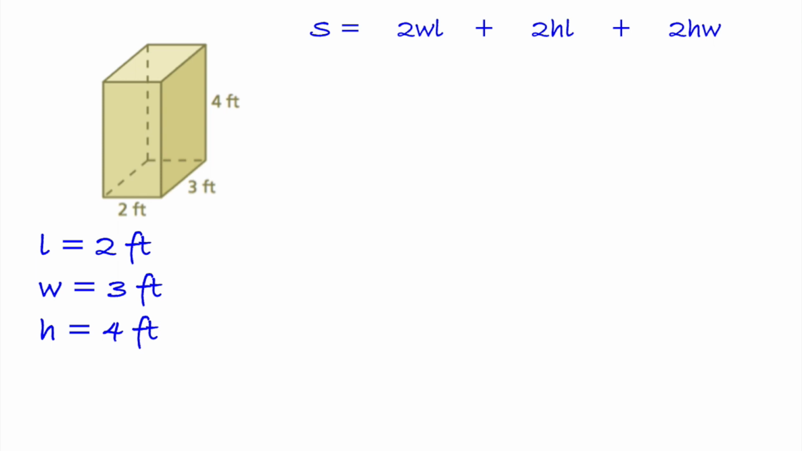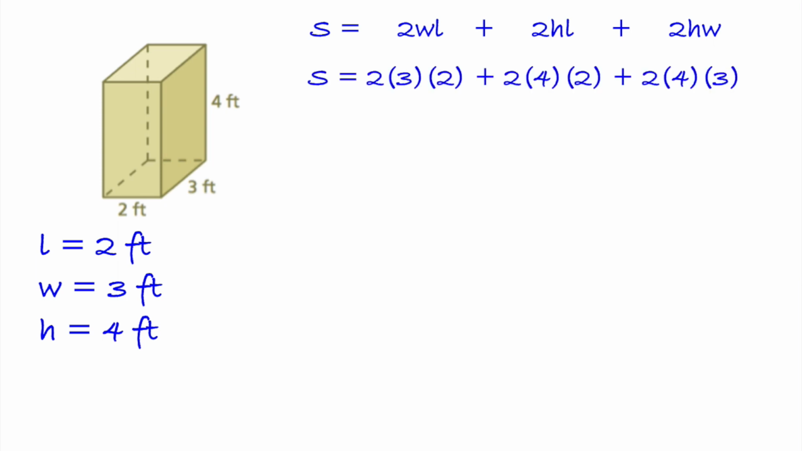Now let's substitute our length, our width, and our height into our formula. When we do that, we get the following. And then we just need to use the order of operations to solve this. First we're going to multiply each of these triplets together so that we get 12 plus 16 plus 24. And then we can just add those 3 numbers together to get our answer, 52.